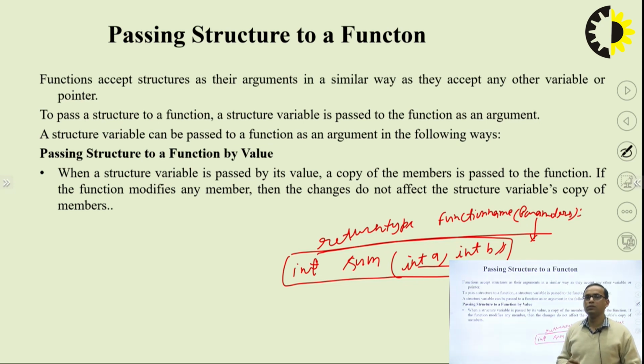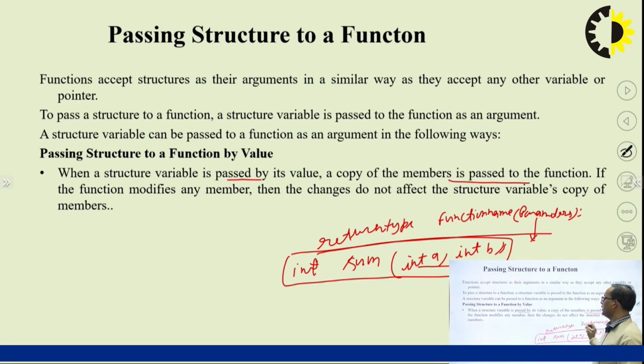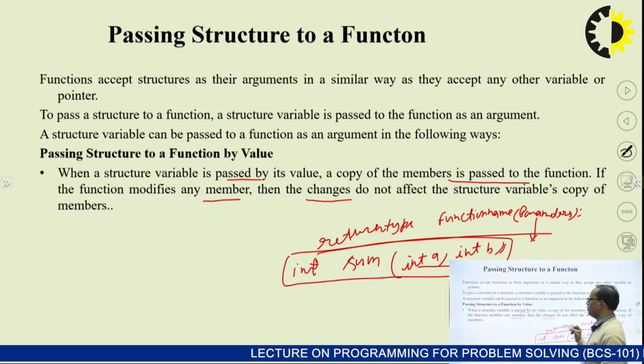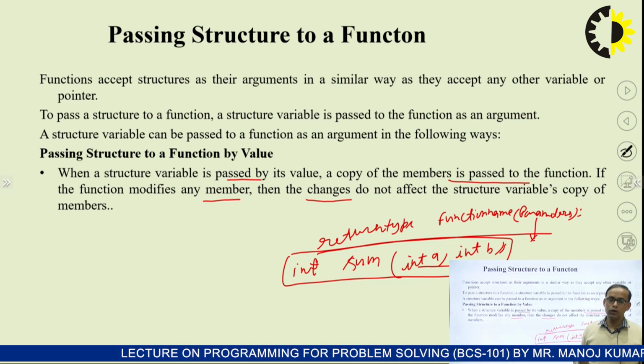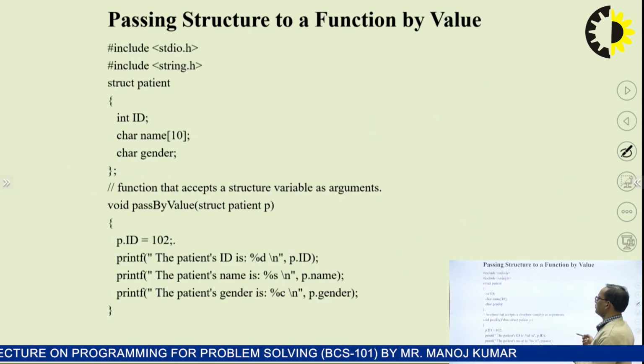So when we pass a structure to a function using the pass by value or call by value method, then the value of the actual parameter cannot be modified by the value of the formal parameter. Okay, so when a structure variable is passed by value, then only a copy of the members is passed to the function. If the function modifies any member, then the change doesn't affect the structure variable's original members. It means the actual value will not be affected. We will see it with the help of a program.